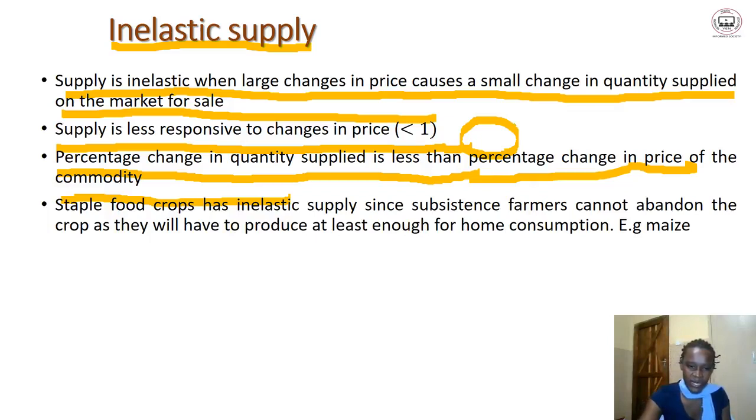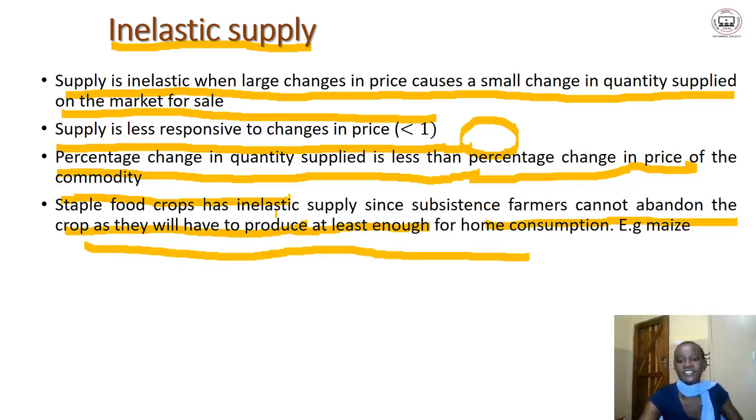It is also true when it comes to staple food crops. Staple or necessity goods, most of the time, have inelastic supply. Even if the price is increased or reduced, most subsistence farmers cannot abandon the crop. They'll still grow the crop, as they know that at least they should produce enough for home consumption. For example, maize.